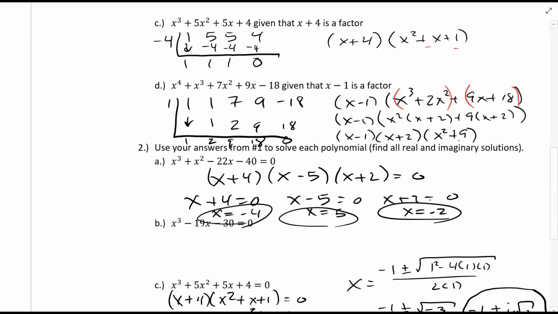Caden, do you feel okay there? And then the solving part, are you good with? You're good on that? Okay. The solving should be easy once it's factored, right?